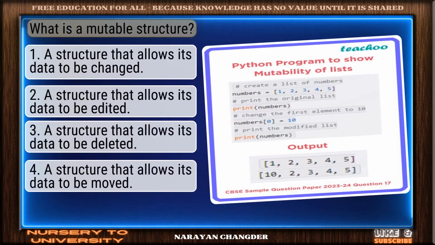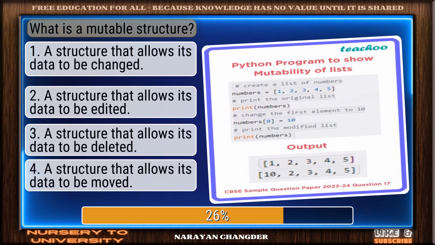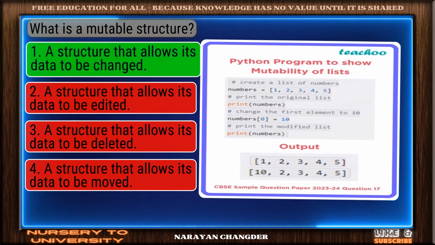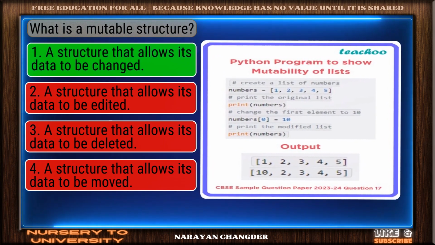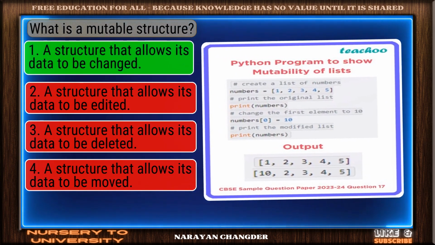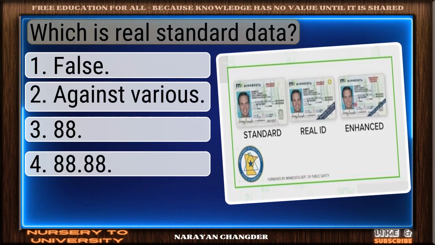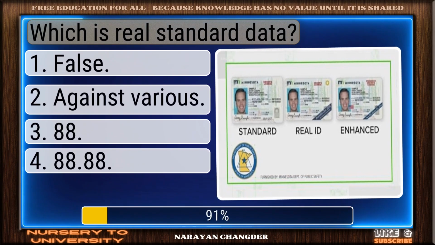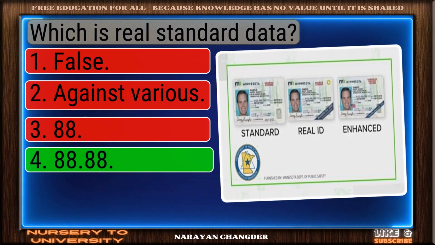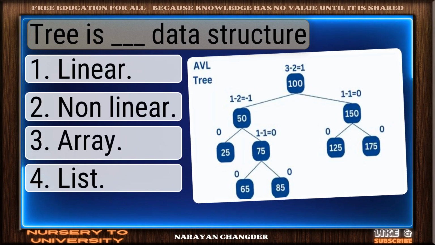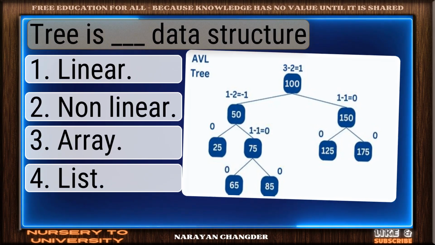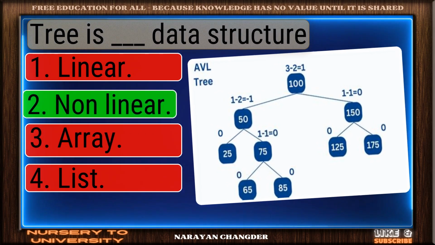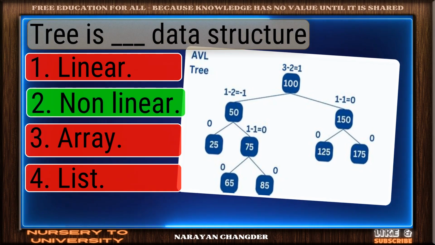Question number 46. What is a mutable structure? Solid response. A structure that allows its data to be changed is a valid choice. Question number 47. Which is real standard data? Bravo. 8888 is the answer. Question number 48. Tree is dash data structure. Sharp thinking. Nonlinear is the right choice.